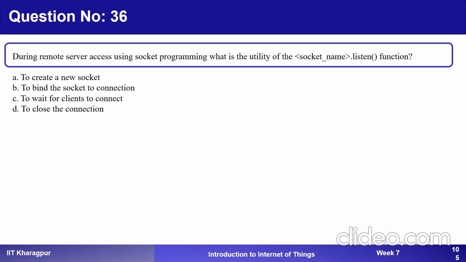Next question is, during remote server access using socket programming, what is the utility of the socket.listen function? Options are to create a new socket, to bind the socket to the connection, to wait for clients to connect, to close the connection. These different functions I discussed in the previous session. It's C, to wait for the clients to connect. Listen means your server is listening for the active connections present in the network, so it waits for the clients to connect.